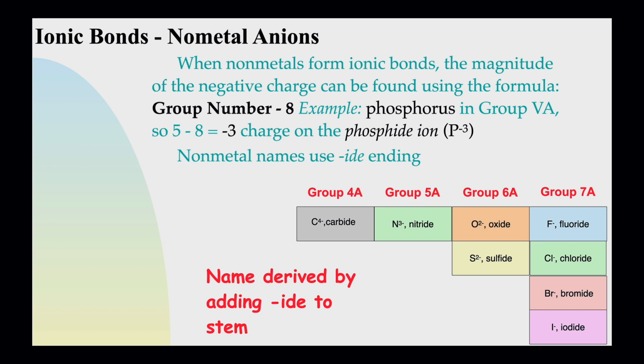So here's an example of how to find the nonmetal charges. And the punchline is that you're going to need a periodic table. You take the group number of the nonmetal and you subtract 8 from it. So as an example, if you want to figure out what the charge is on a phosphorus when it's in contact with a metal, phosphorus is in group 5A. So 5 minus 8, phosphorus as an ion will always have a negative 3 charge.